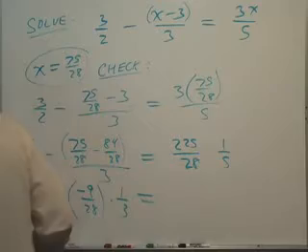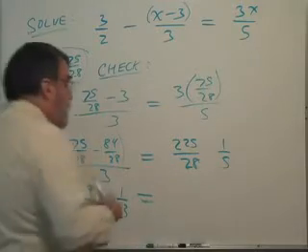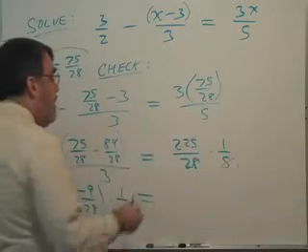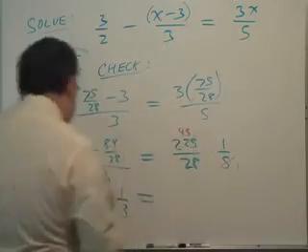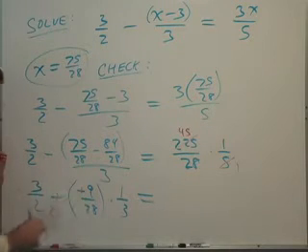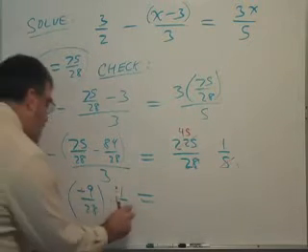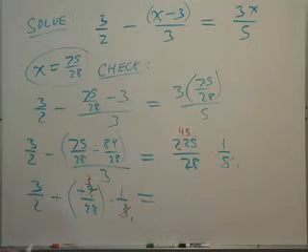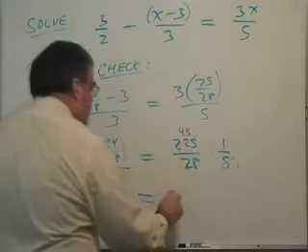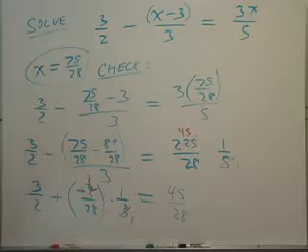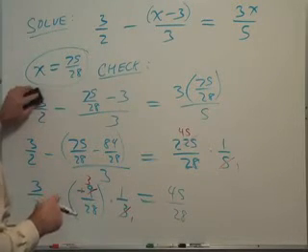Equals, over here, 5 will cancel with 225, 45 times. That helps. Down here, those negatives will cancel, and the 3 cancels the 9. So I've got, let me write this. This is 45 over 28. All right, well, I need to make room here, so let me do a little erasing.